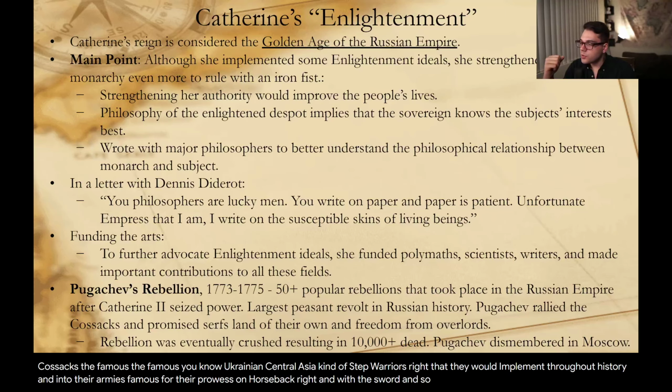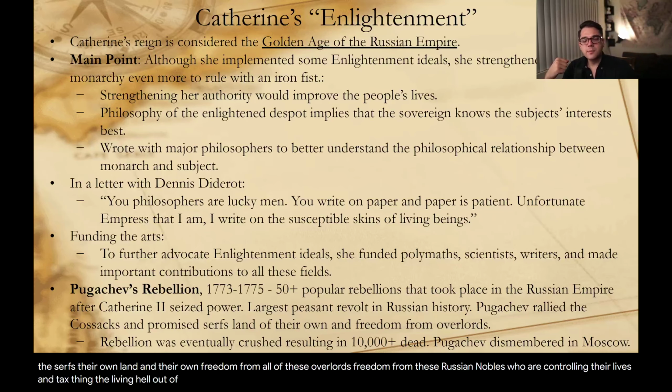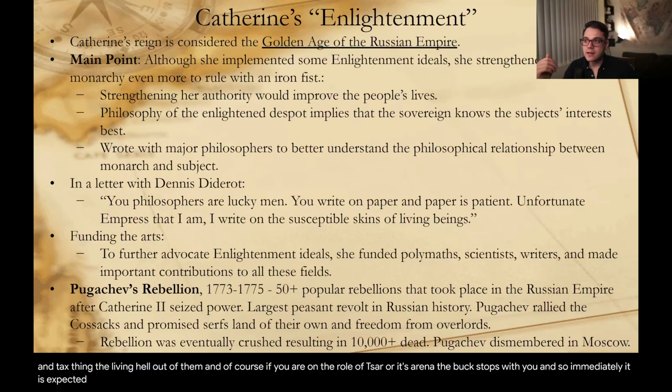And so Pugachev rallied the Cossacks and promised the serfs their own land and their own freedom from all of these overlords, freedom from these Russian nobles who were controlling their lives and taxing the living hell out of them. And of course, if you are in the role of Tsar or Tsarina, the buck stops with you. And so immediately it is expected of the ruler to send troops, and Catherine the Great did.